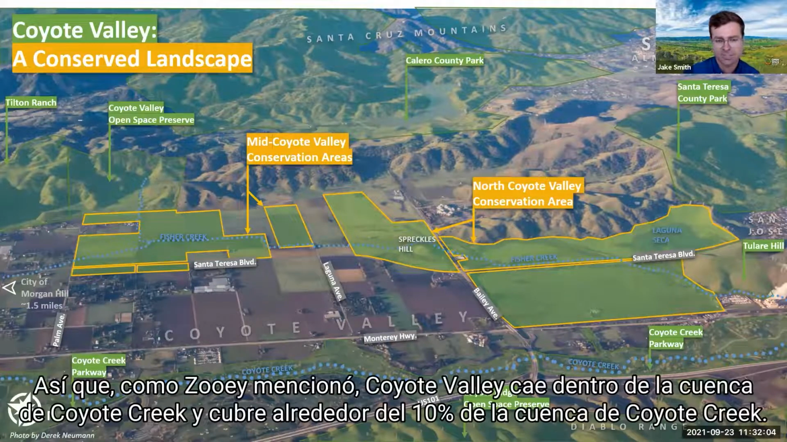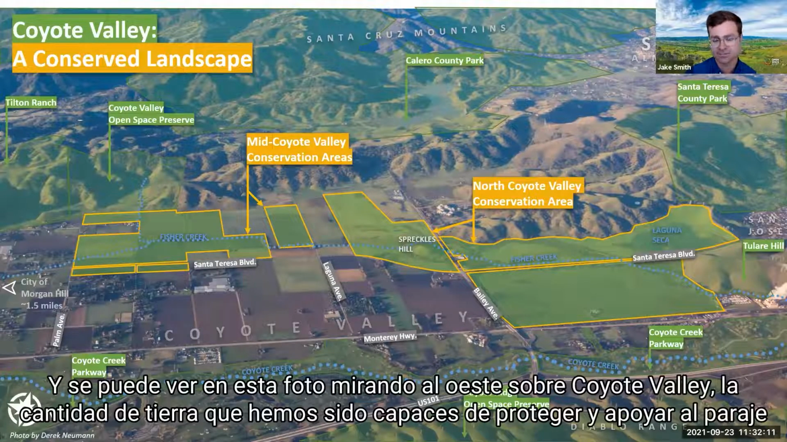So as Zoe mentioned, Coyote Valley falls within the Coyote Creek watershed, and it covers about 10% of the Coyote Creek watershed. And you can see in this photo looking west over Coyote Valley, how much land we've been able to protect in this important landscape.